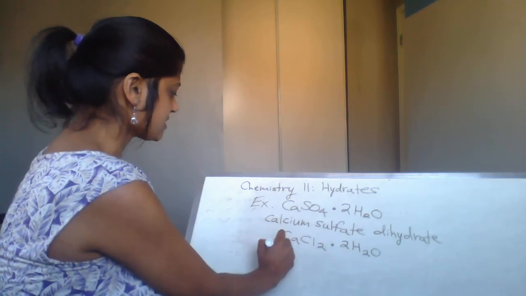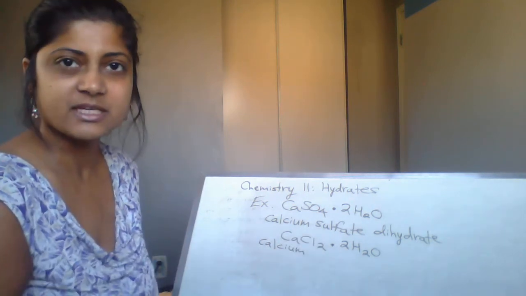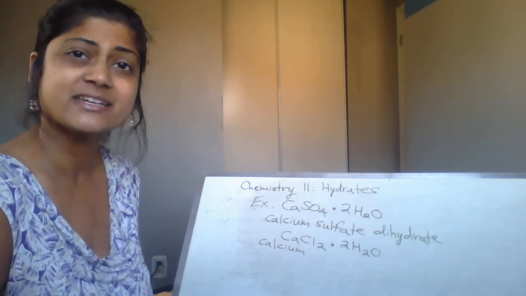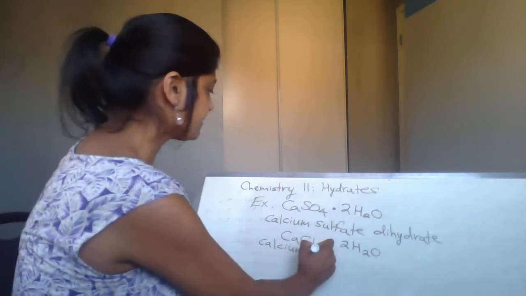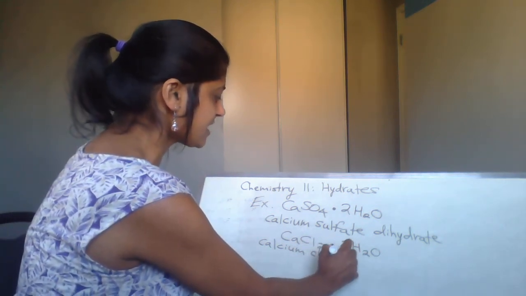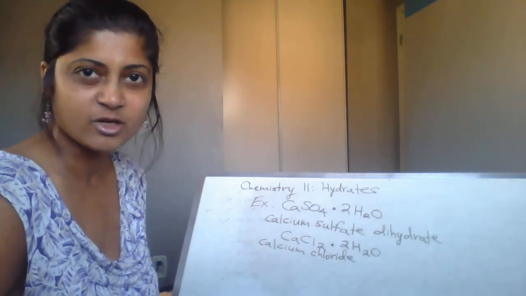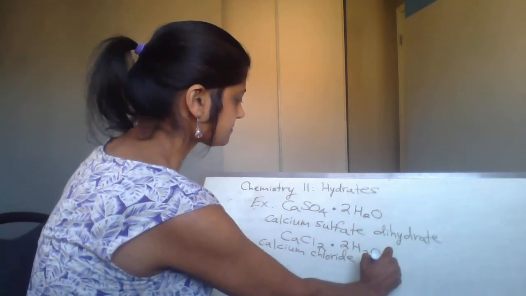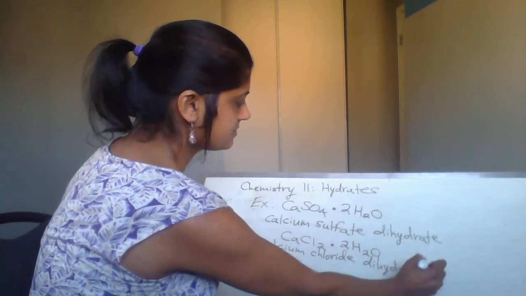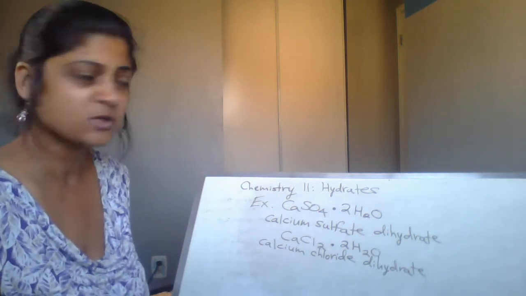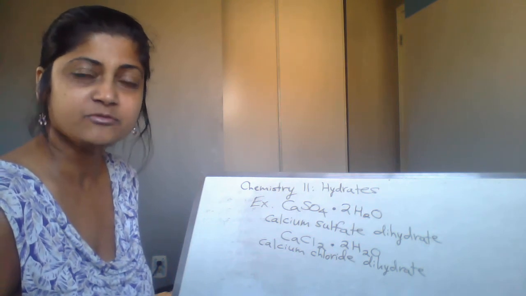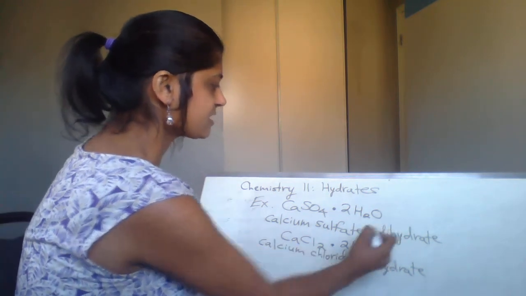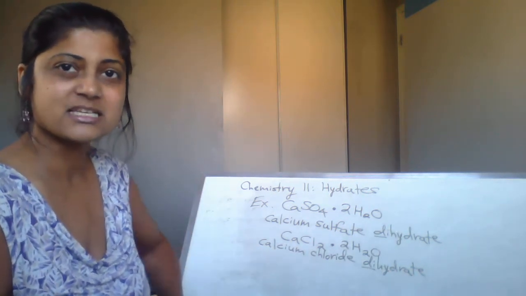Ca is calcium. Sometimes they can be polyatomic compounds as well, but here I can see it's a simple ionic compound. Ca is calcium and Cl is chlorine, but remember I have to add IDE at the end of the compound, so chloride. Here I have two molecules of water attached, so I'm going to put dihydrate. Hydrate represents water, and depending on the number of molecules of water attached to the compound, I'm going to put that prefix in front of hydrate. You can see it is actually pretty simple.